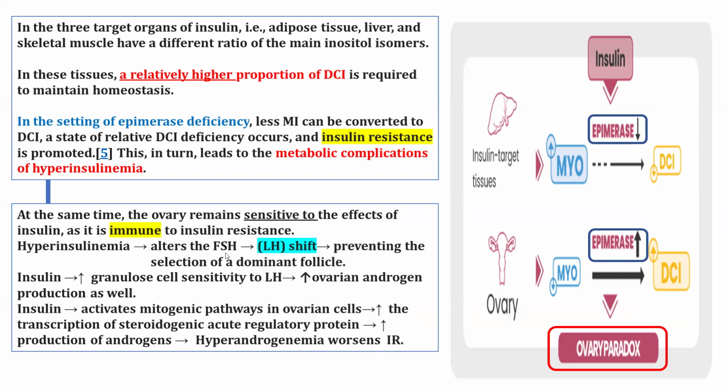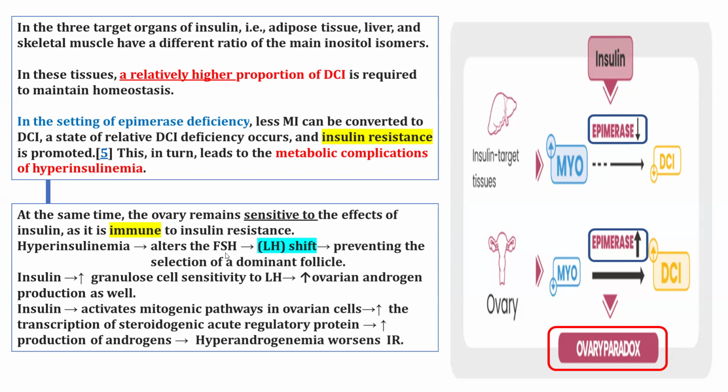What about this in the ovary? What about the other organs of the body? We have main organs of insulin action, which are adipose tissue, liver, and muscles. There are different ratios of the inositol isomers, myo and D-chiro. In these tissues, the reverse of the ovary, a relatively high proportion of D-chiro is required in the functions of these organs. So in the liver, muscle, and adipose, D-chiro is more than myo, while in the ovary, myo is more than D-chiro, as I told you.